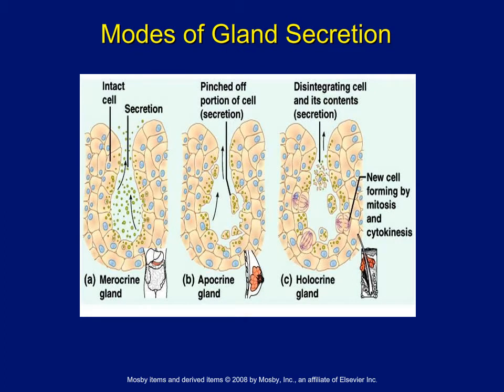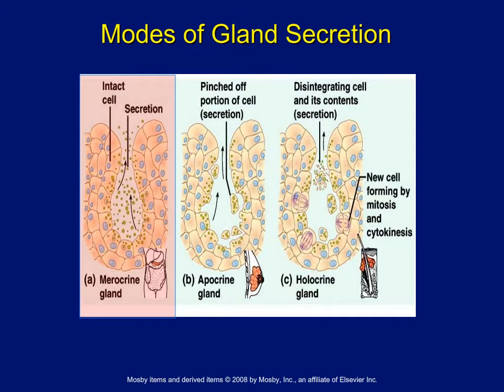Now, in addition to classifying a gland as endocrine or exocrine, we can also classify it based on the way in which it secretes its substrate. So take a look at the lower left-hand side of the screen, and we can see an example of a merocrine gland. A merocrine gland secretes its secretion simply by exocytosis. The cells are manufacturing the substance, and those little vesicles of pepsin basically merge with the cell membrane and leave that cell through exocytosis.